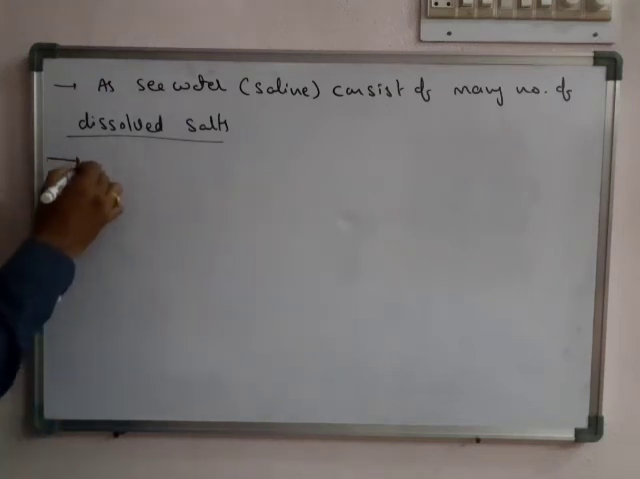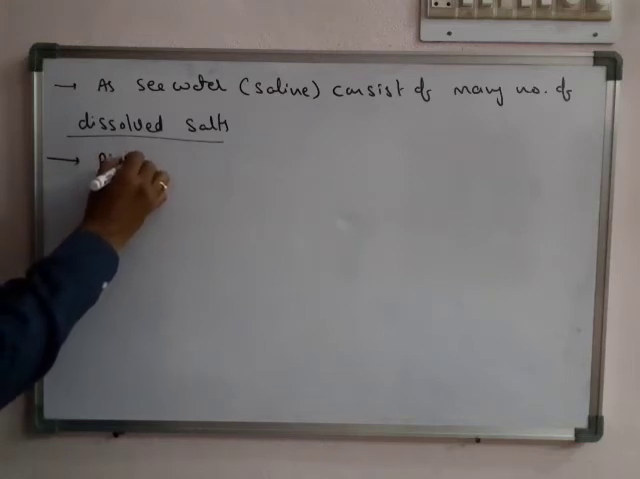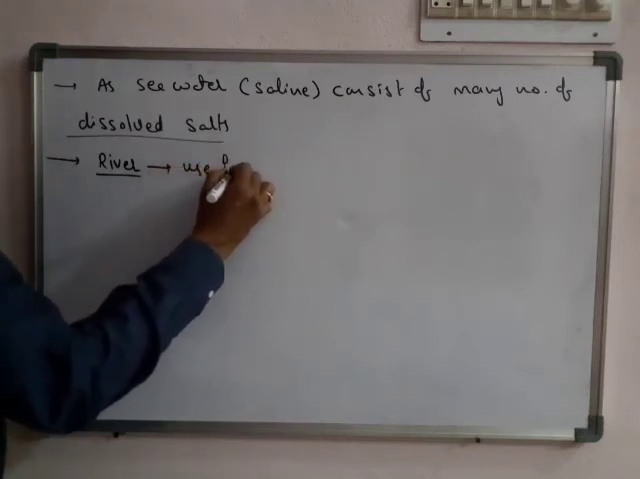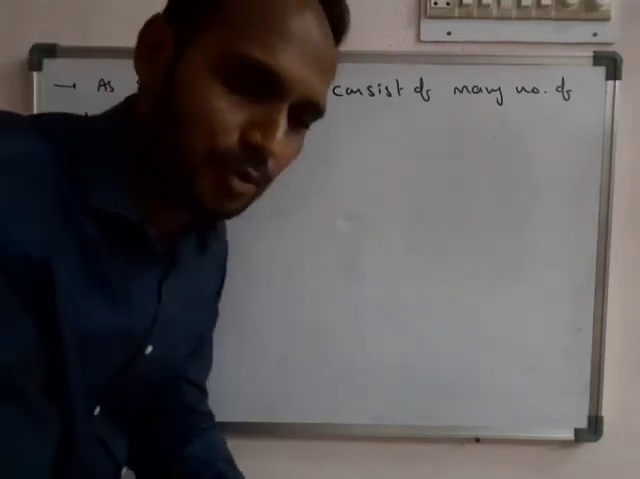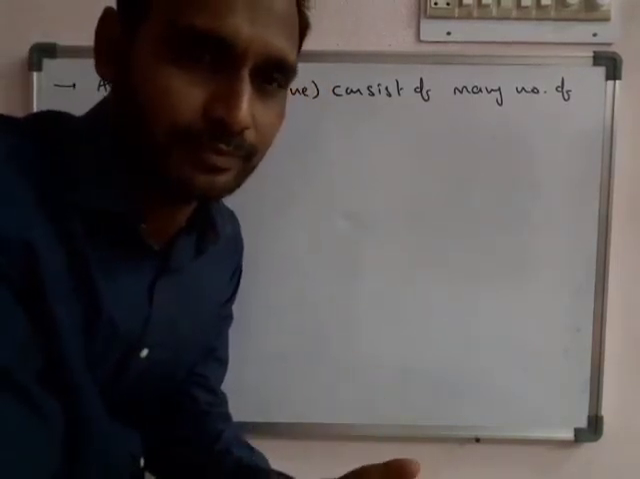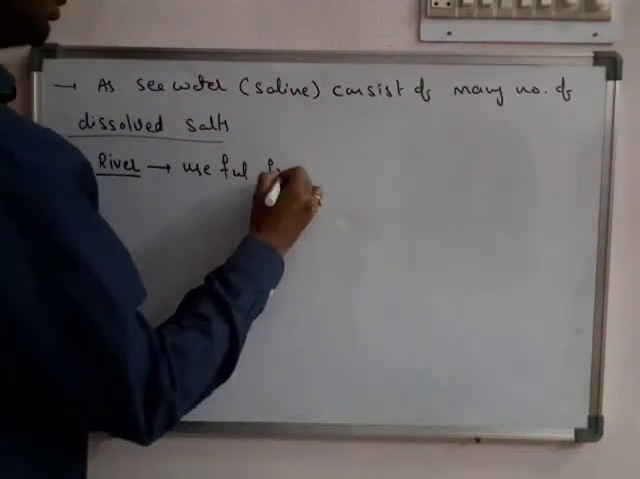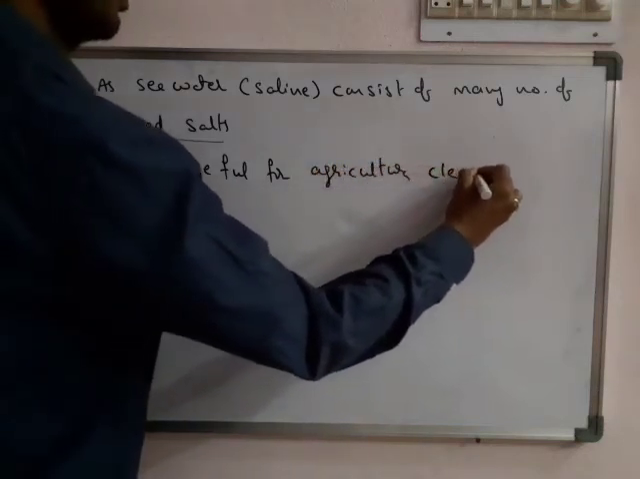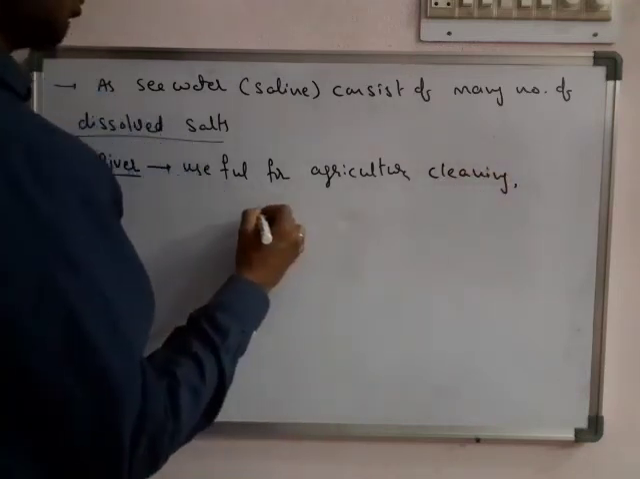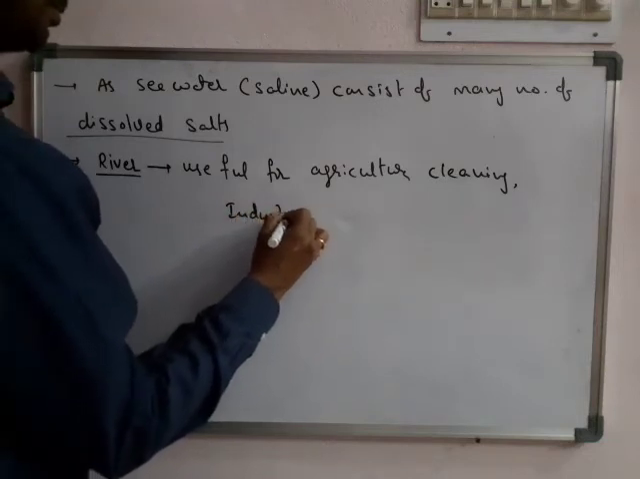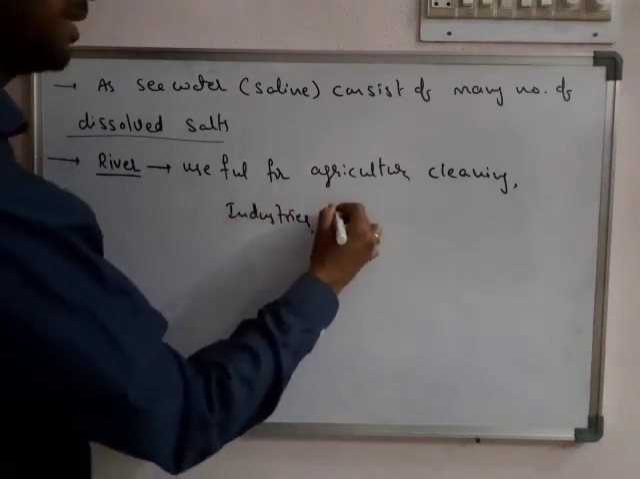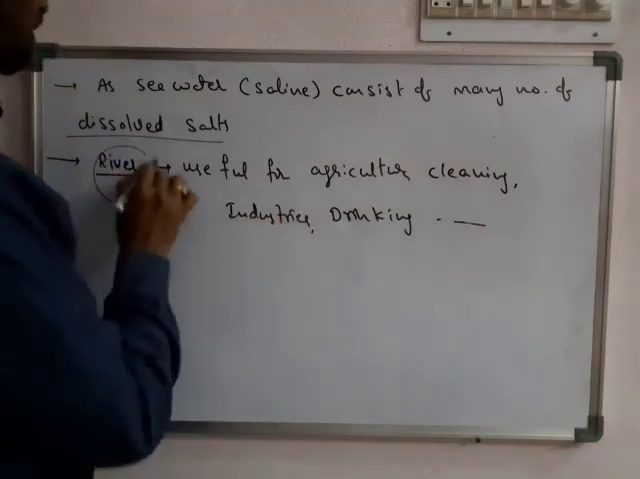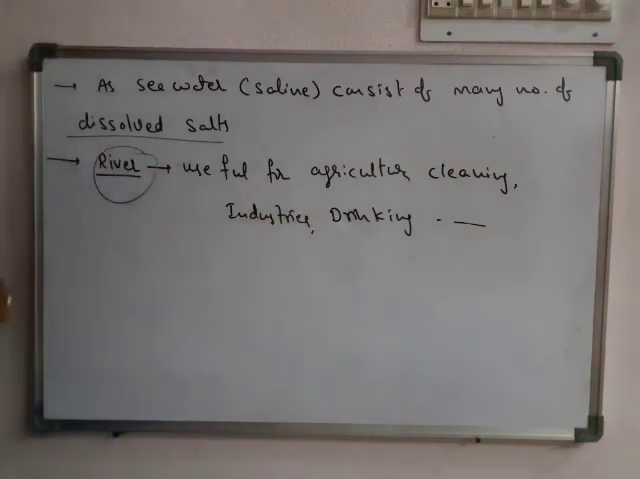But what are the useful waters? River water, for example. River water also contains some minerals, but it is totally useful. It is useful for everything: agriculture, cleaning, industries, and it is even mainly useful for drinking purpose. Means there is no negative point to river water. So this is the liquid state of water.